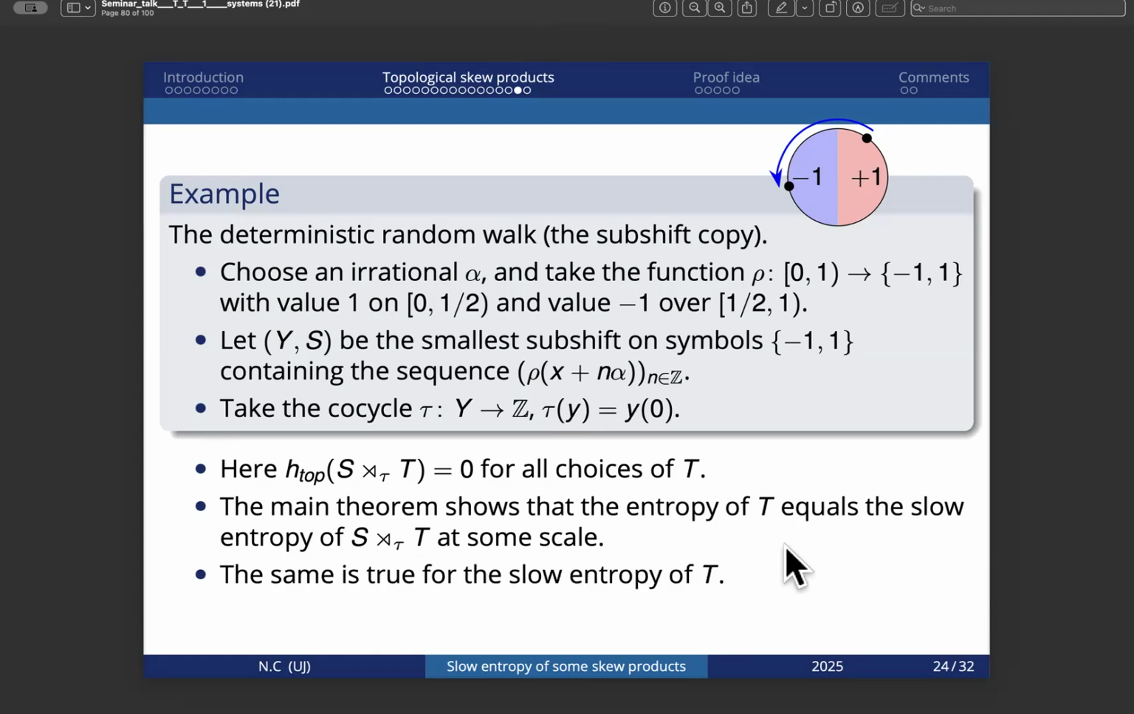And also the relative result, which allows us to compute the slow entropy of the fiber, up to this detail that we must be careful with the upper slow entropy and lower slow entropy if the scale that we chose doesn't have the same value for t.